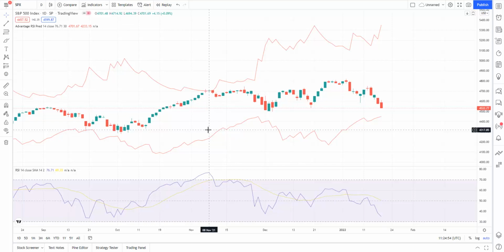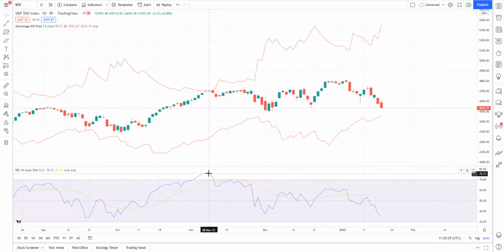Advantage RSI Predictor calculated the close price as 4,701.67 and the actual close was 4,701.69. It was off by 2 hundredths of a point, which is simply the rounding problem, not the calculation problem. So the calculations are correct, we can move on. Now it should start getting more and more interesting.